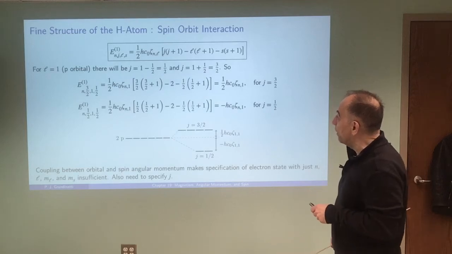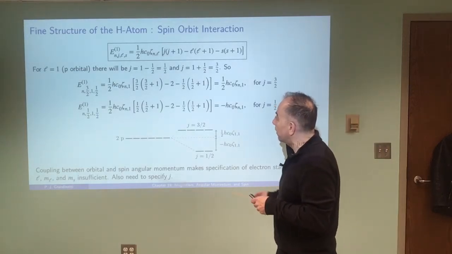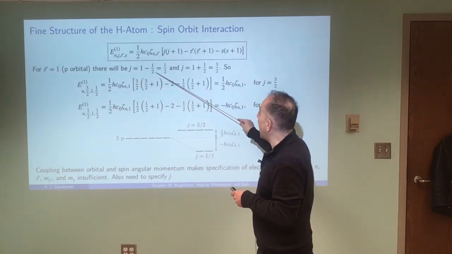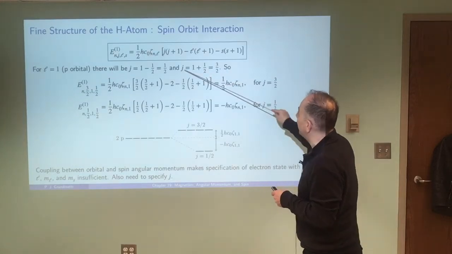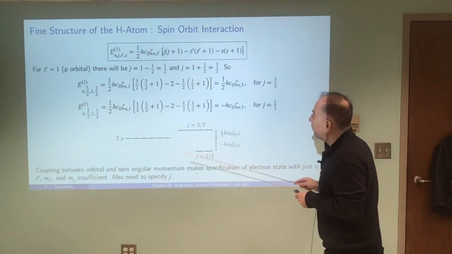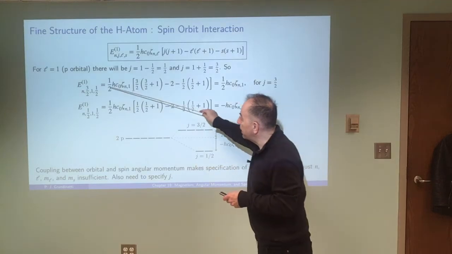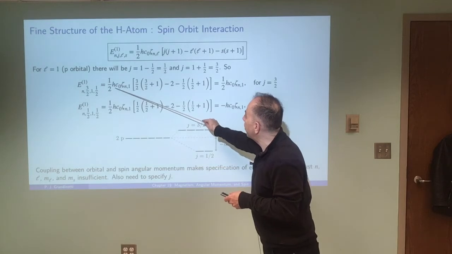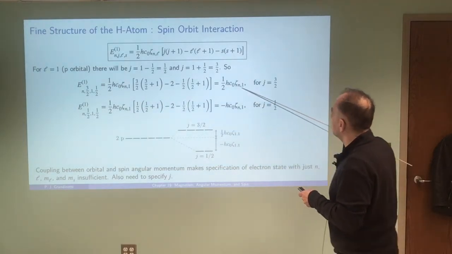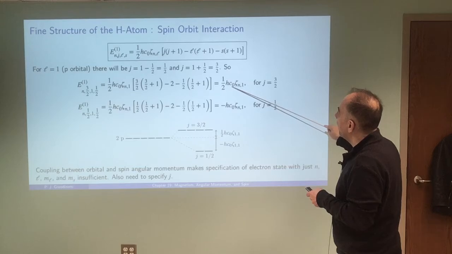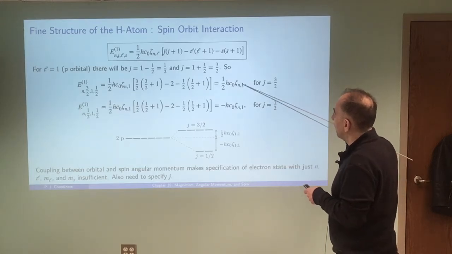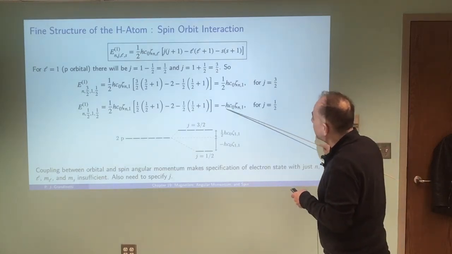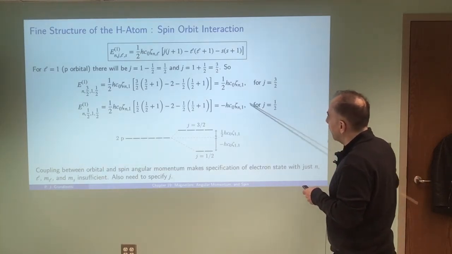However, for the p orbital, for the electron in the p orbital, where L equals 1, we know that J will have values of 1 minus half and 1 plus half. So we have total J of half and 3 halves. And so we're going to have 2 energy levels we're going to be looking at after we make this correction. And so this is the evaluation for J equals 3 halves, and it comes out to be 1/2 hc naught times the spin orbit coupling constant. And this one, for J equals half, comes out to be minus hc naught times the spin orbit coupling constant.